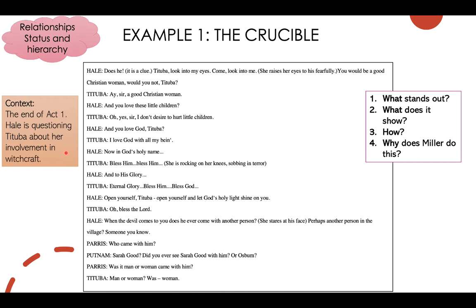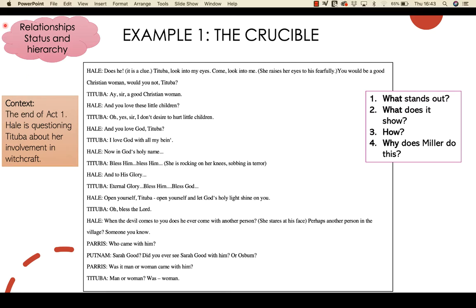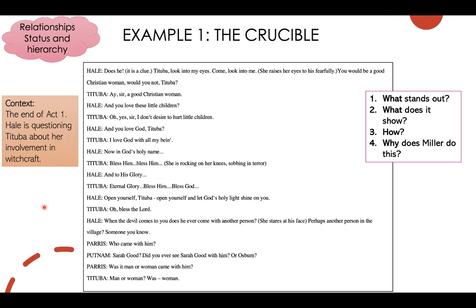And this is moving towards the climax, the end of Act 1, where Tituba and the other girls are being questioned. Now, because of Tituba's position within the social hierarchy, it's important that we look at status and hierarchy as well, and we try and look for patterns in terms of how her position is reinforced through the dialogue. So same as with lesson one, we're looking for what stands out, what does it show? Once you've identified things that stand out, what do you learn here? What does it show you about the characters, about their relationships, about their positions? How is it shown to you?